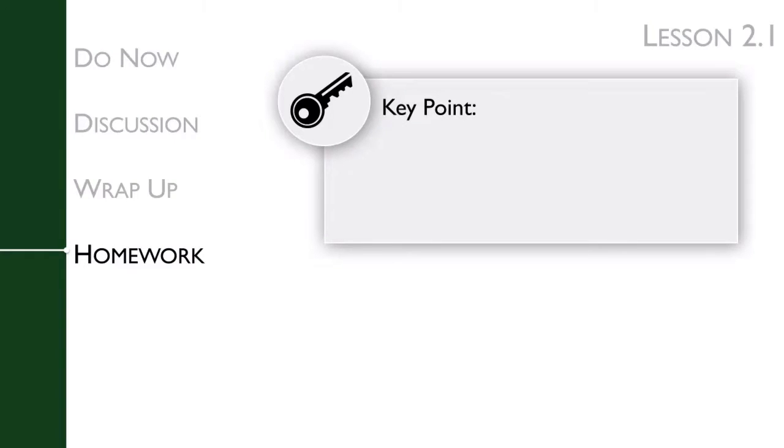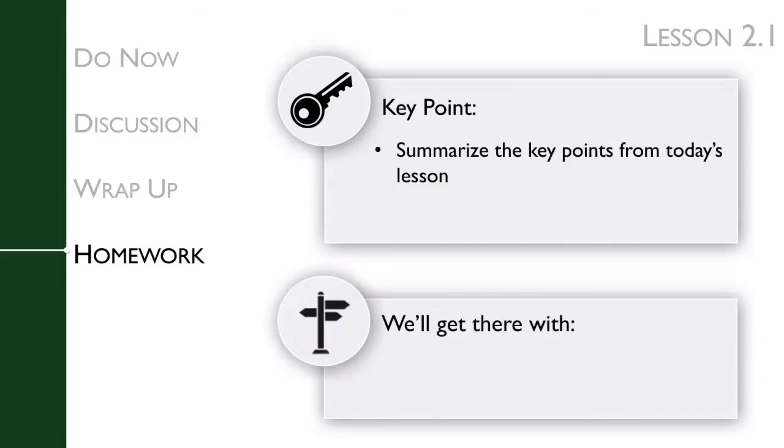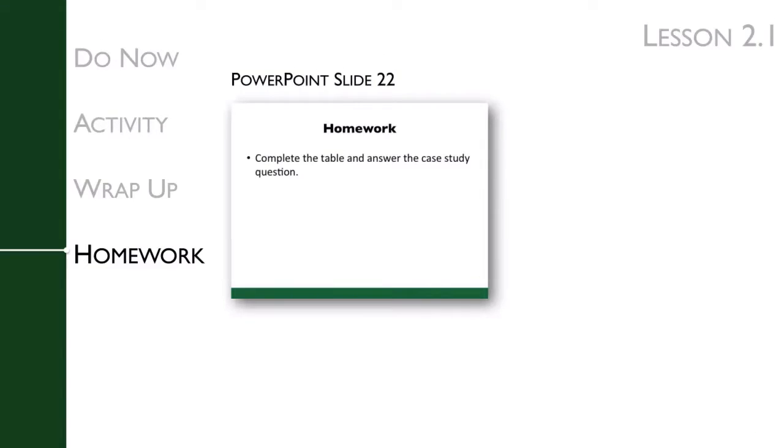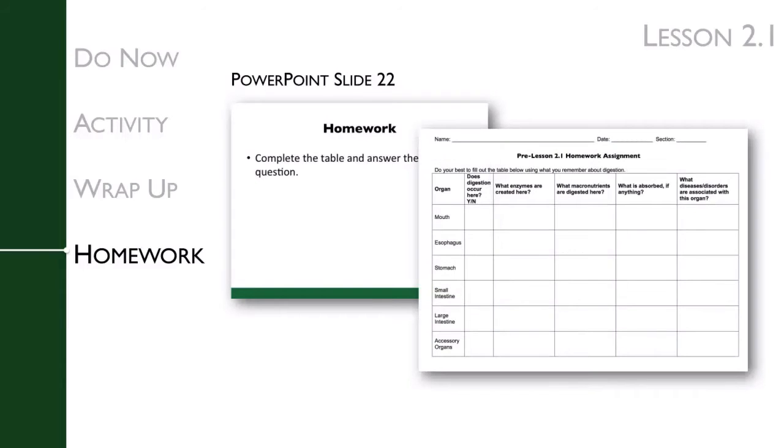The key point of this lesson's homework is to summarize the key points from today's lesson. We'll get there by using a worksheet. Students will complete and correct their original answers to the pre-lesson 2.1 homework that they should have been assigned in lesson 1.5.